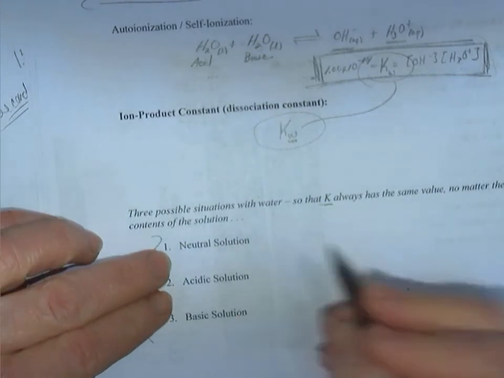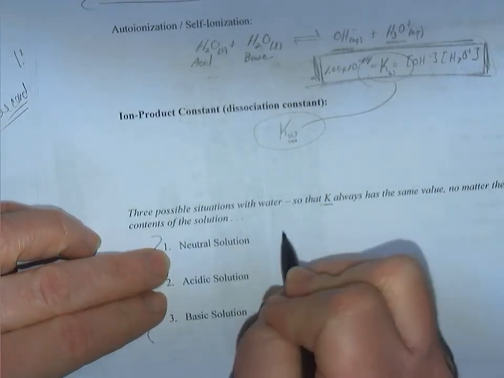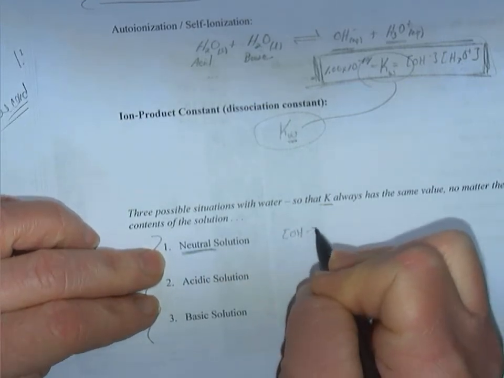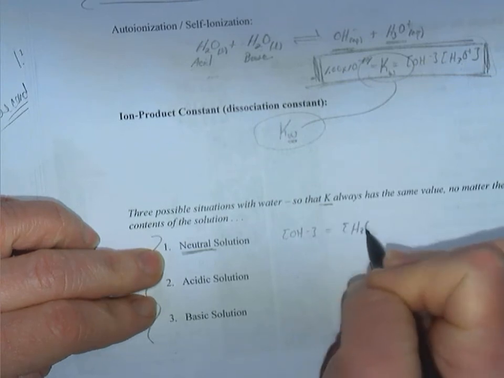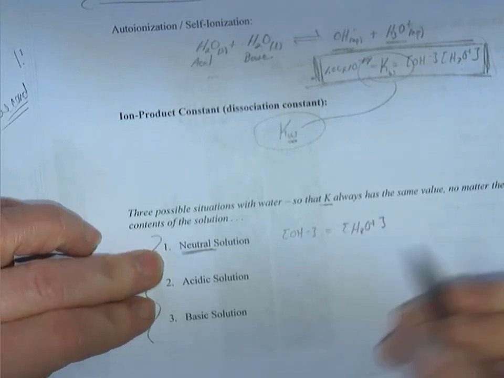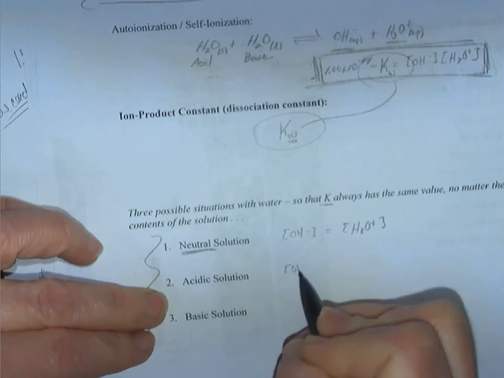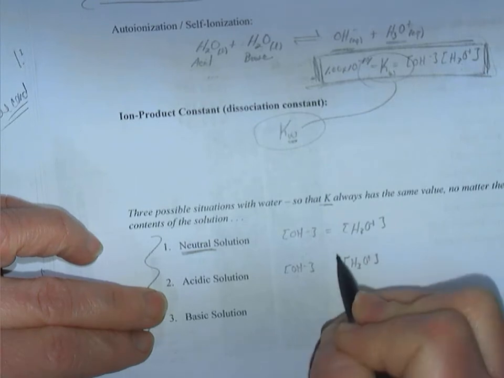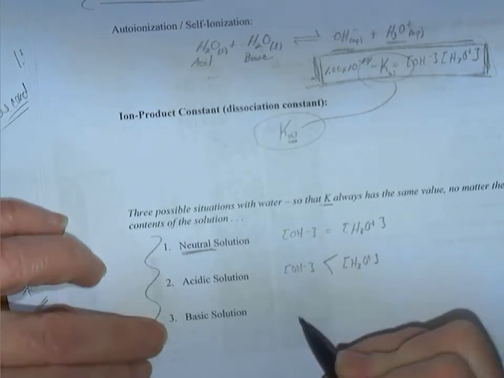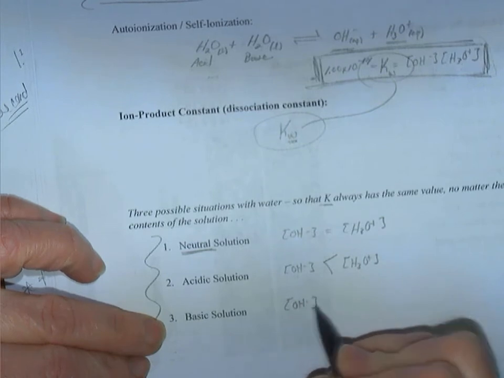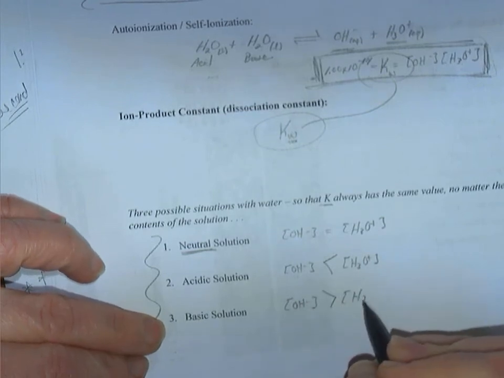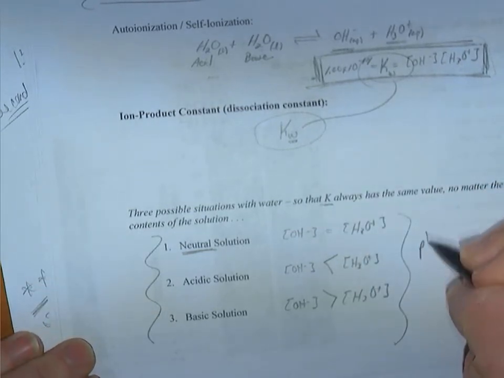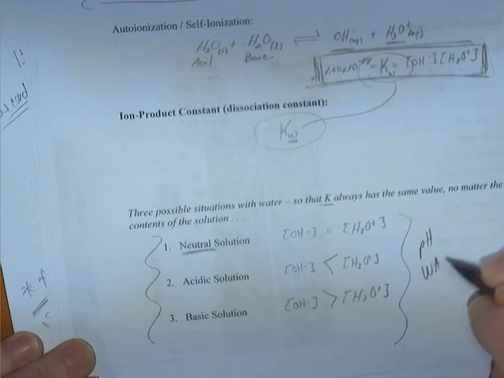But, if we have water, what we understand in a neutral solution, what makes it neutral, or a pH of 7, is that the concentration of hydroxide is equal to the concentration of hydronium. Well, in an acidic solution, that must be a situation where the hydronium ion concentration is greater than the hydroxide. And then in basic, it must be that the hydroxide is greater than the hydronium. And again, we'll come back to this idea when we look at pH, when we look at weak acid equilibria.